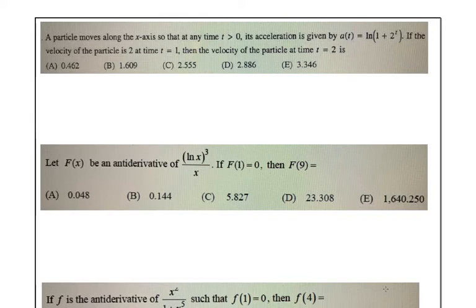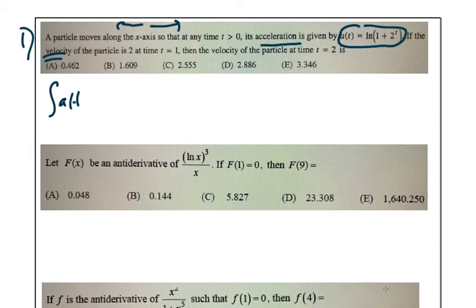So reading this first problem up here, question number 1, a particle moves along the x-axis. So we're in particle motion, 2-dimensional. So it's probably moving left and right because it's on the x-axis. Acceleration is given by, here's acceleration. If the velocity, okay, stop. Right now, velocity is the antiderivative of acceleration. Right? Because the derivative of velocity should give you acceleration.